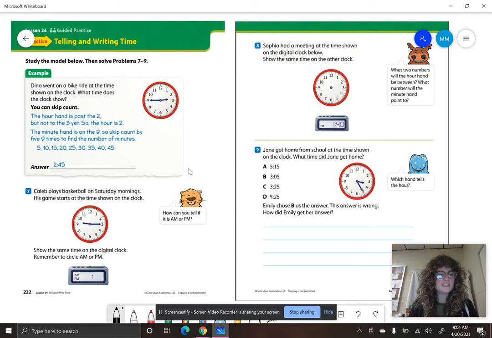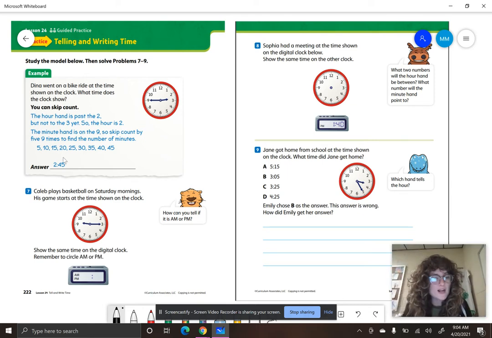All right, let's look at 7. It says Caleb plays basketball on Saturday mornings. His game starts at the time shown on the clock. It says show the same time on the digital clock. Remember to circle AM or PM. All right, so let's look at the clock.